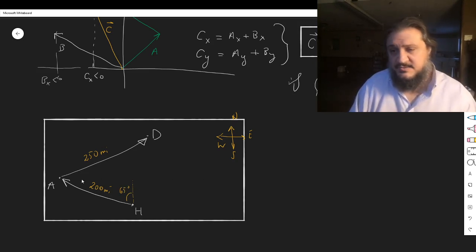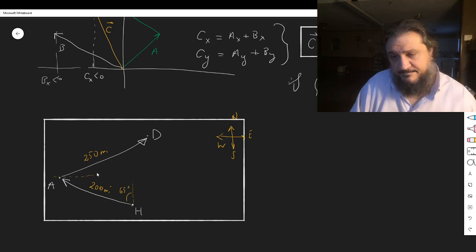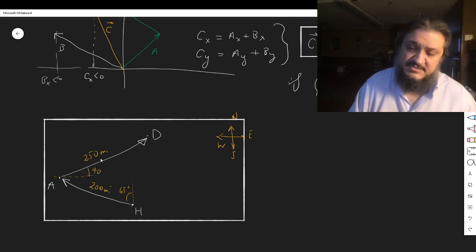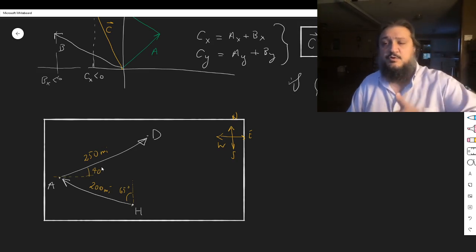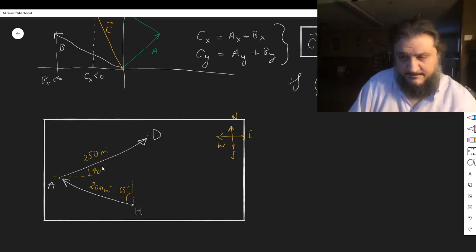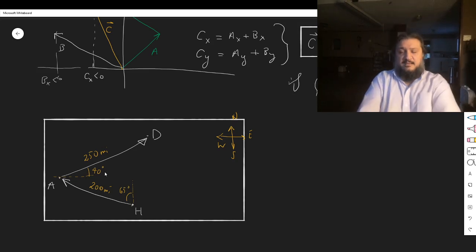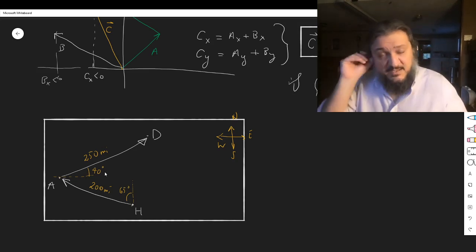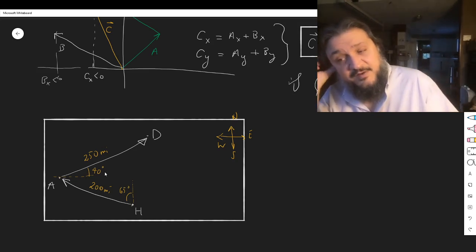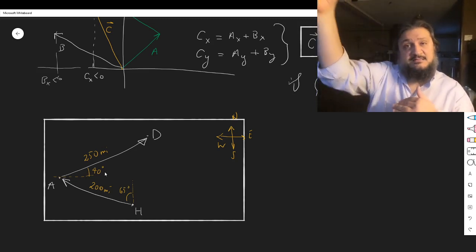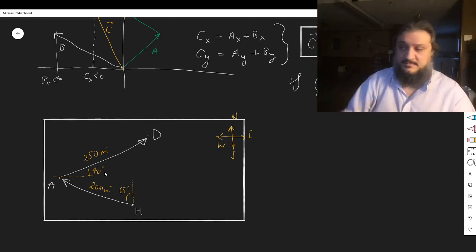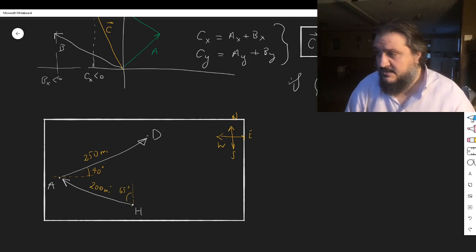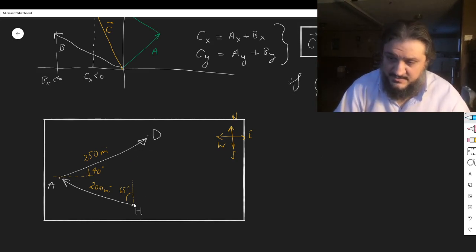And to fly to Dallas from Austin, you have to, let's say, this direction is 40 degrees north of east. All right? So, given these numbers, can you find where Dallas is with respect to Houston? Meaning, find me information about this vector now.